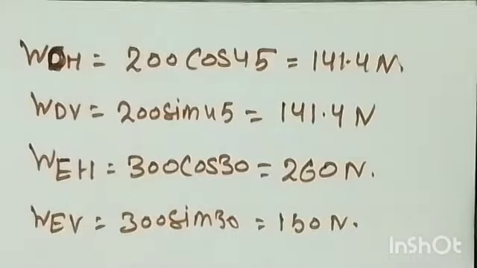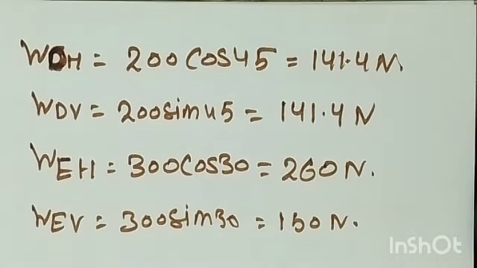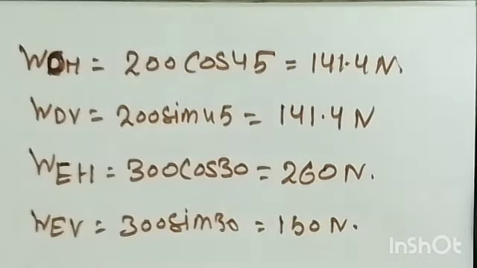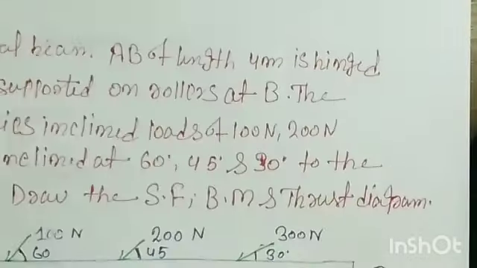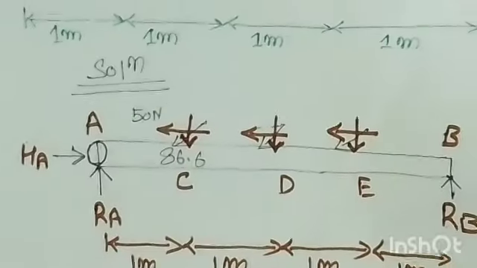So all the horizontal and vertical forces at points C, D and E, which were given as inclined forces in your question, we got by first resolving them. Now we have to find out the reactions at A and B, that is the vertical reactions, as well as the horizontal reaction. So if you look at the figure, is it or not?